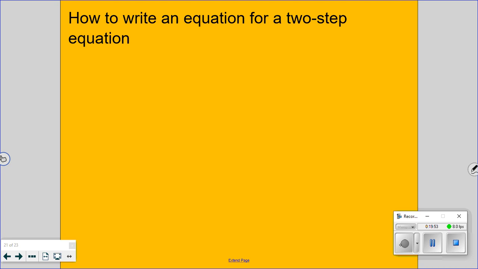How to write an equation for a two-step equation. So far, one operation. Maybe one addition sign, or one subtraction sign, or one multiplication sign, or one division sign. Just one. But we have been learning and working with problems that make us do two things. Maybe add and then multiply. Or maybe subtract and then multiply. Or divide and then add.